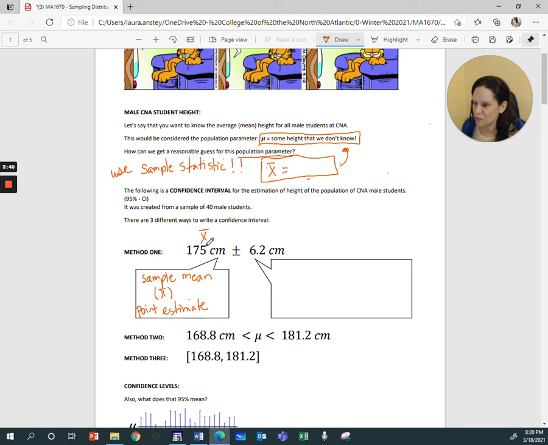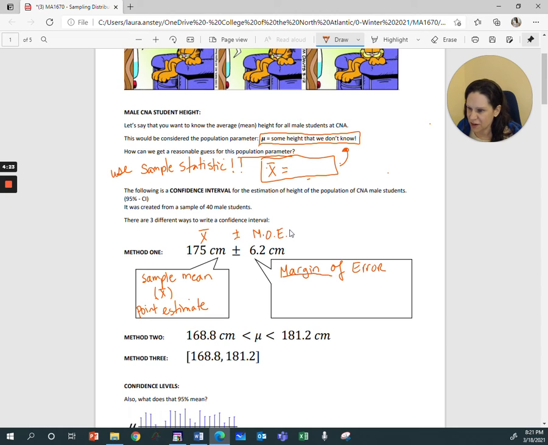We say plus or minus because one end is the minus and the other end is the plus. What is this 6.2 centimeters that we're adding on? This is called the margin of error. It's not how much we're off, but it's like the sample mean is here, and then we've got so much on this side and so much on this side, which is called the margin of error. Plus or minus MOE.